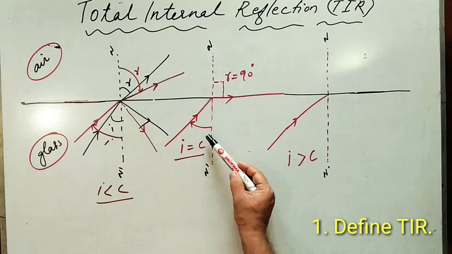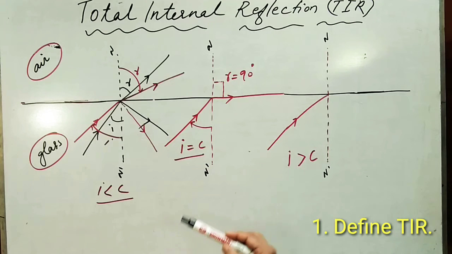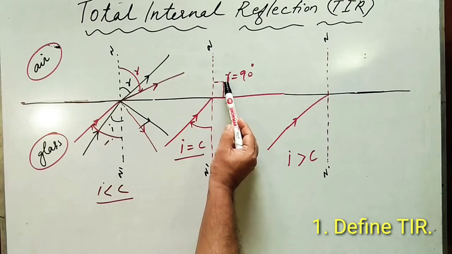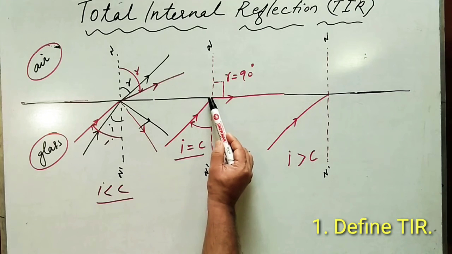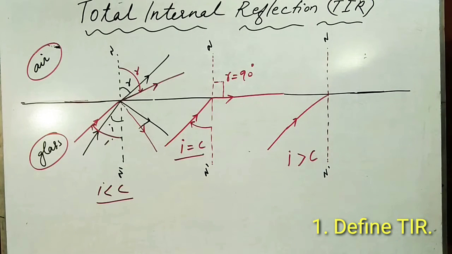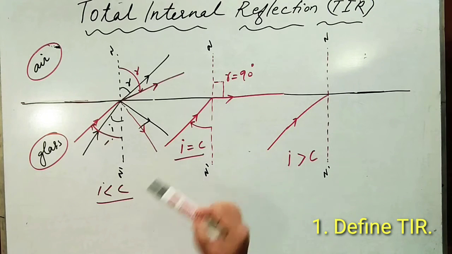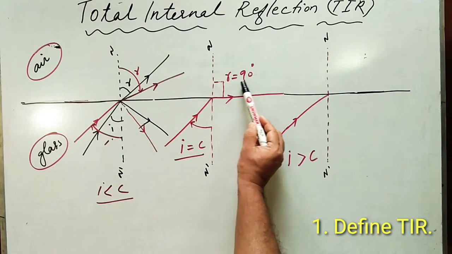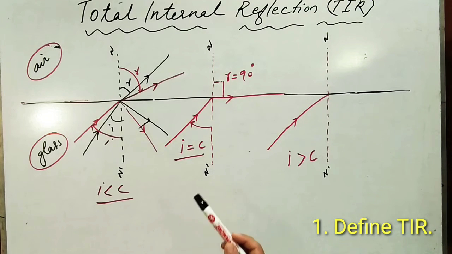Now what happens? If you keep on increasing the angle of incidence, at a particular value of angle of incidence, you can see that the corresponding angle of refraction in the rarer medium is 90 degrees, such that the rays of light are traveling along the periphery. We call it gradual emergence. So at this particular value of angle of incidence in the denser medium, the corresponding angle of refraction in the rarer medium is 90 degrees. We call it the critical angle. We have studied this in the previous session.